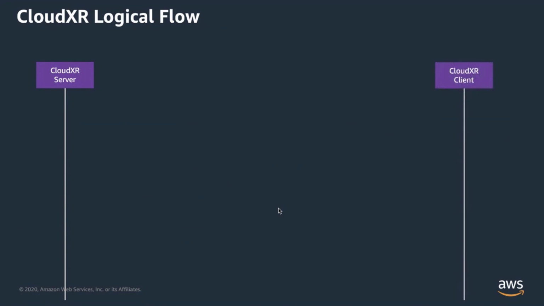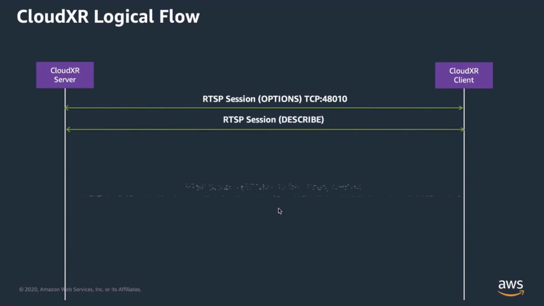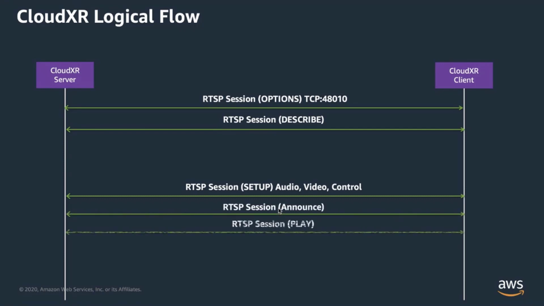Okay, let's quickly look at the logical flow. The reason I want to touch upon this is because there is a challenge when you run CloudXR in the Wavelength Zone, right? It's a simple challenge that we ran into, and we addressed it for our customers. Technically speaking, when a client wants to connect to the server, it establishes an RTSP session using 480.10.0 or 480.10. It describes, sets up, announces, and does a play, right? It's pretty straightforward. It has nothing to do with the Wavelength Zone, or the client or server combination, right?